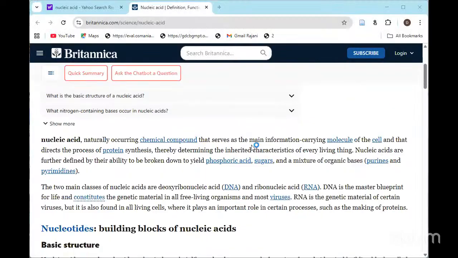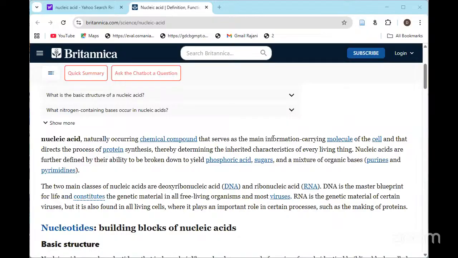Nucleic acids are naturally occurring chemical compounds. In the nucleus, four parts are important. The nuclear membrane has an outer membrane and an inner membrane, with a space in between. On the other side, inside the nucleus, thread-like structures are present.